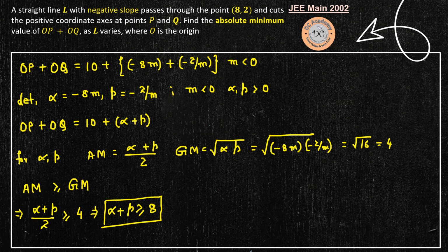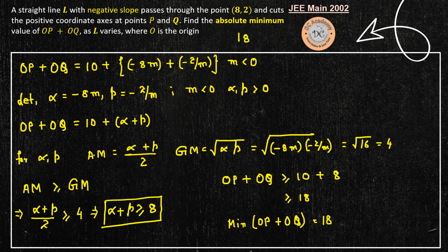Now, OP plus OQ is greater than or equal to 10 plus 8, so it is greater than or equal to 18. Therefore, the minimum value of OP plus OQ, the sum of the X and Y intercepts, is equal to 18. So for this particular problem, 18 is the correct answer.